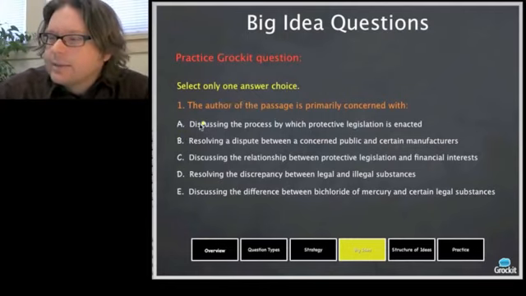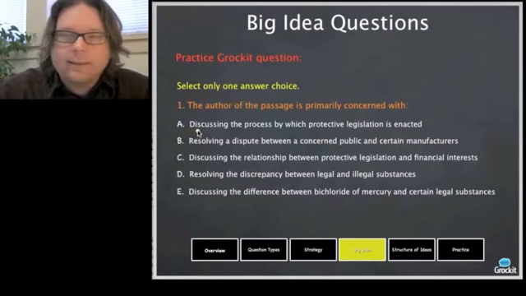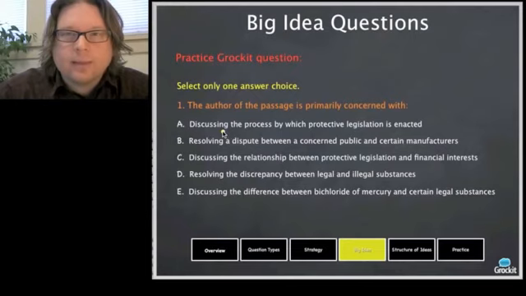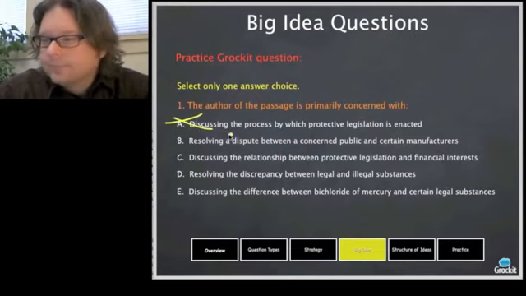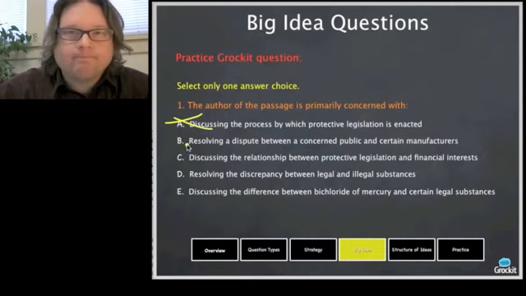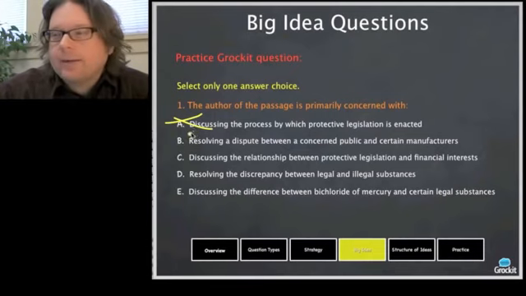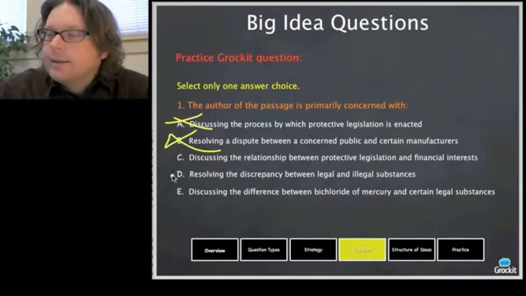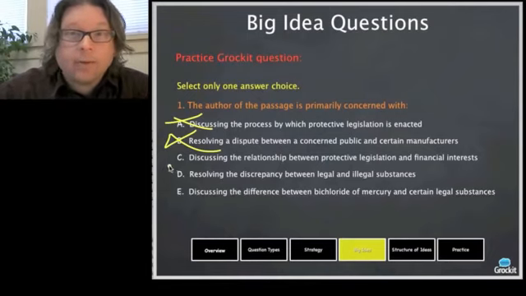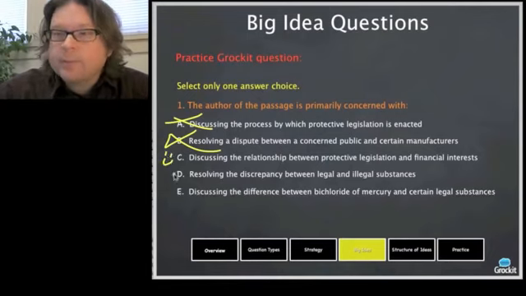A, discussing the process by which protective legislation is enacted. We actually didn't hear anything about the process. We just heard that, hey, there was this thing, these tablets, and it caused problems. And then poof, there's legislation 6 months later. So, definitely not A. B, resolving a dispute between a concerned public and certain manufacturers. There was no dispute at all. So, thank you for playing choice B. C, discussing the relationship between protective legislation and financial interests. Okay, that sounds pretty good. We'll keep that one and check the other ones.